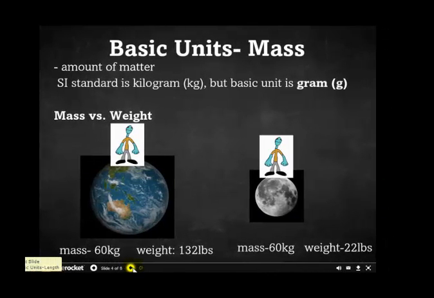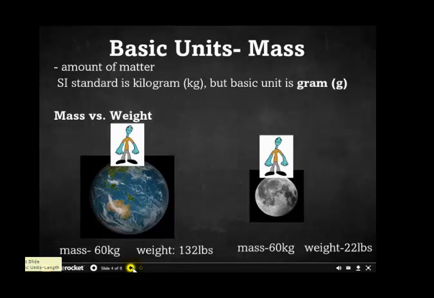We're going to look at 3 basic units of the metric system. There are 7, but we're going to only look at 3 because these are the most common ones. We'll pick up some of the others later. Mass, which is the amount of matter, how much stuff you have. We're going to look at volume, which is the amount of space, and we're going to look at meter, which is the unit of length.